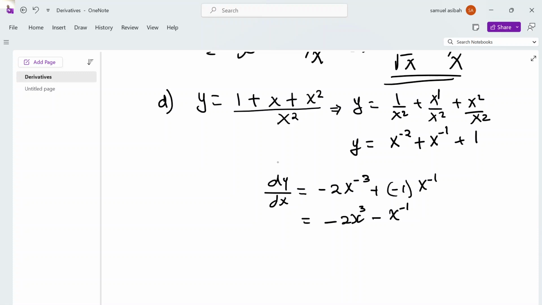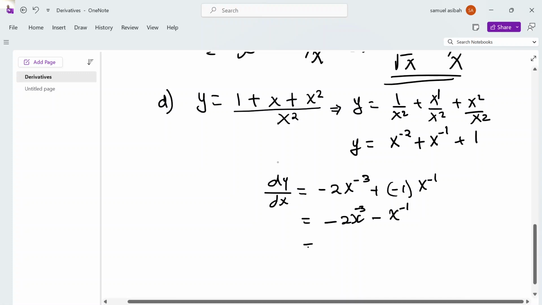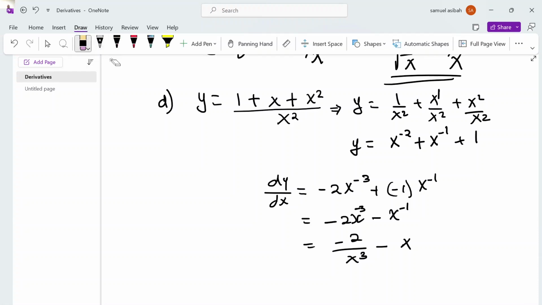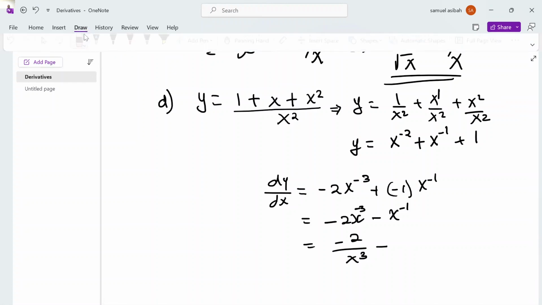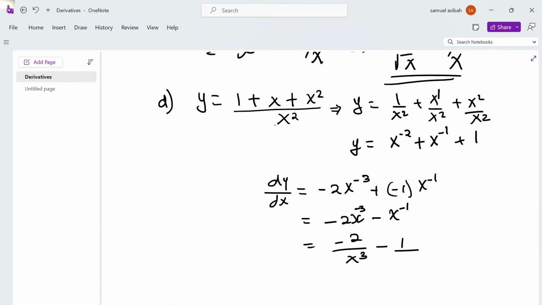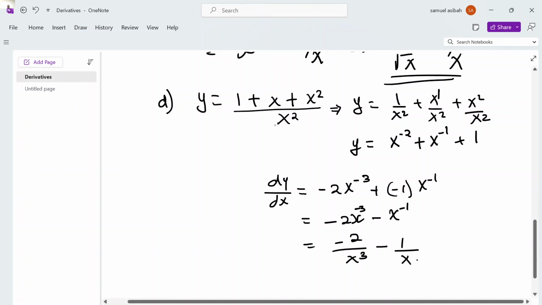So finally, because this is negative 3 here, we can rewrite them as negative 2 over x cubed, then minus x to the negative 1, so we can take it as 1 over x. So that one can be rewritten as 1 over x. Okay, so then minus 1 over x, and that is your solution.